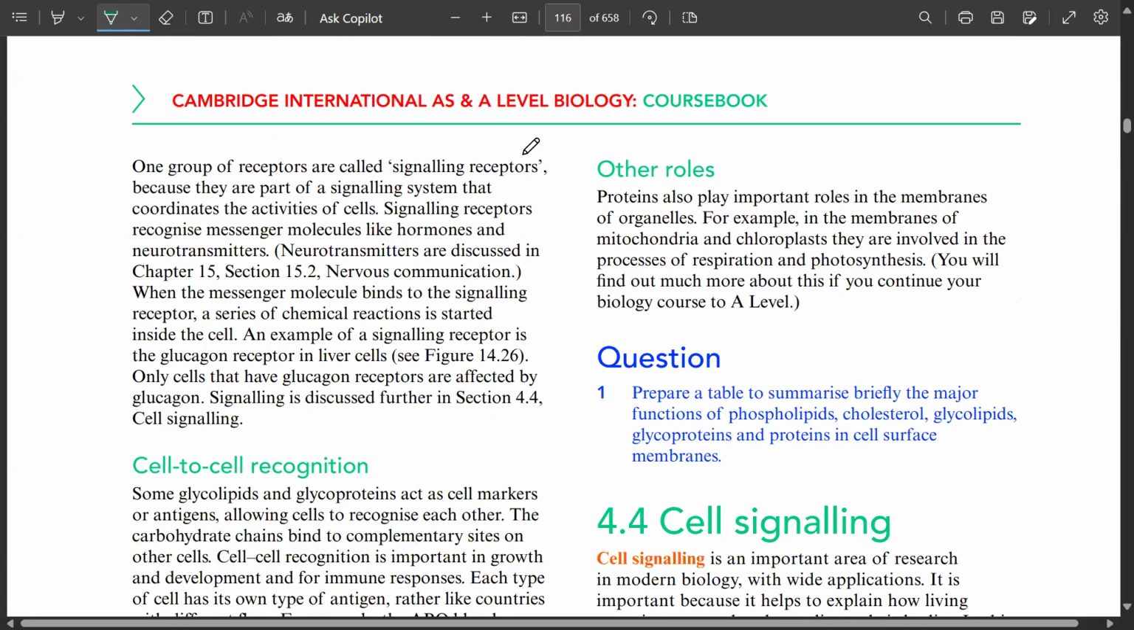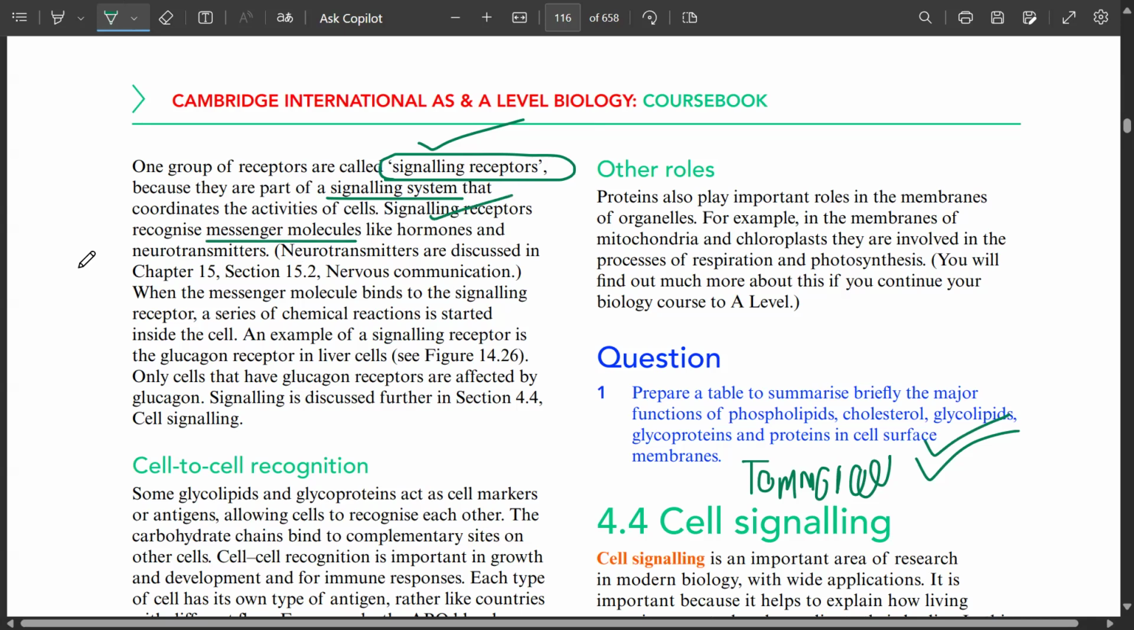One group of receptors is known as the signaling receptors. They are part of the signaling system. That is our tomorrow's lecture. Tomorrow we'll be talking about cell signaling, which is a very, very important chapter. They recognize messenger molecules, hormones, neurotransmitters. We'll do this in your second year A2 syllabus as well.